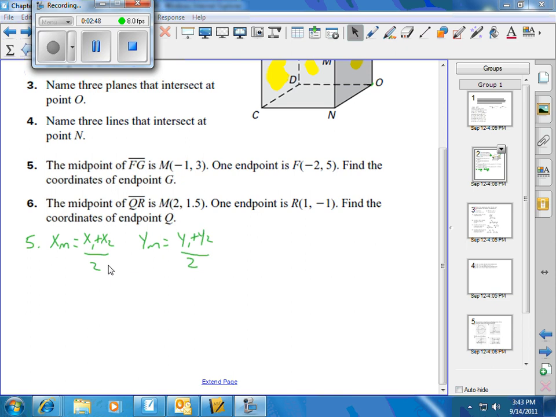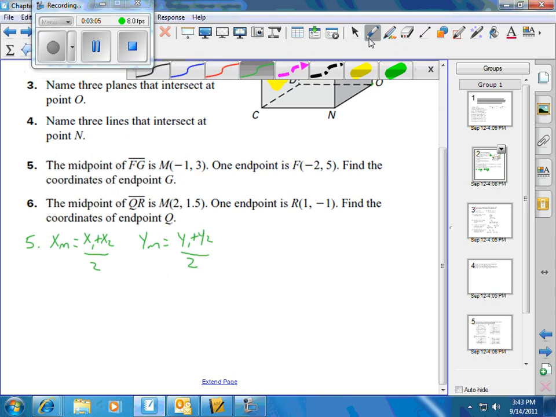Okay, so here you see that I have written the formula for finding the x-coordinate of the midpoint of a line segment and the y-coordinate of the midpoint of a line segment. Remember, x of m means the x-coordinate of the midpoint. X of 1 and x of 2 are the x-coordinates of the endpoints. With ordered pairs, your x-coordinate is the first number of the ordered pair, and your y-coordinate is the second number. So this is x of m and y of m, since we're dealing with the midpoint.